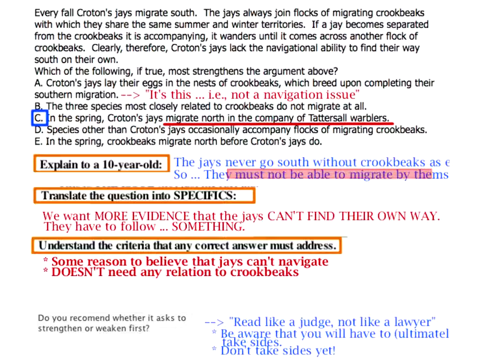Choice D is irrelevant because we don't care about other birds. We only care about these J's. And E would weaken the argument because we don't know if they're hitching a ride with anyone else, and we know that they are not hitching a ride with crook beaks. So, yeah.